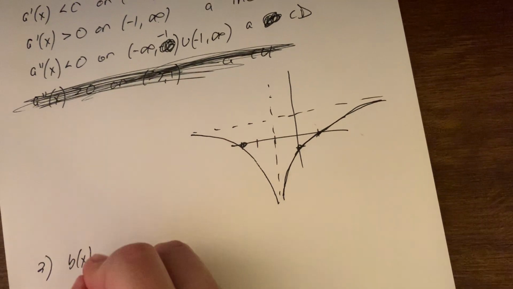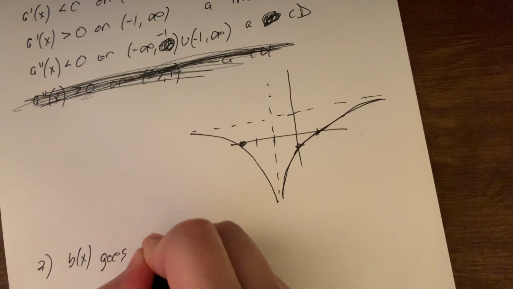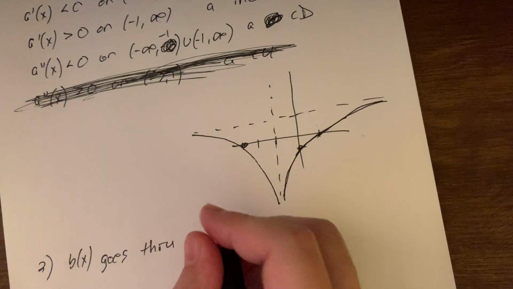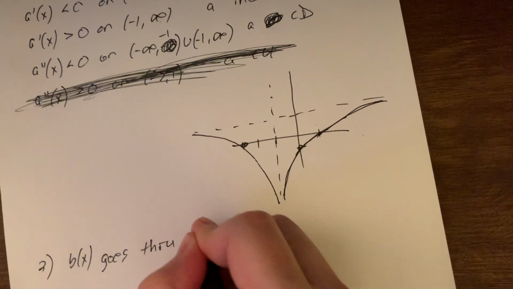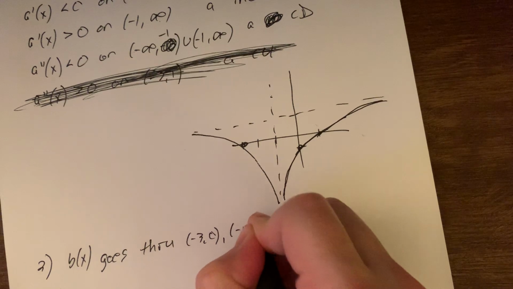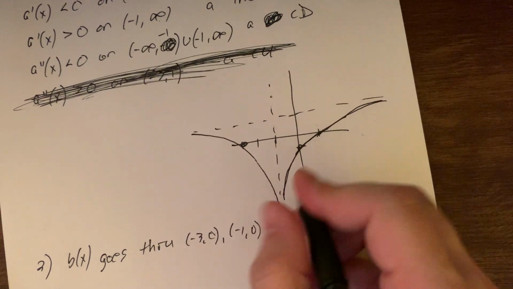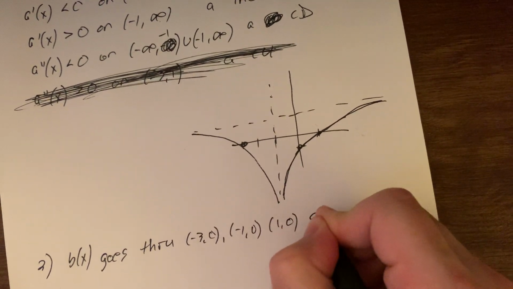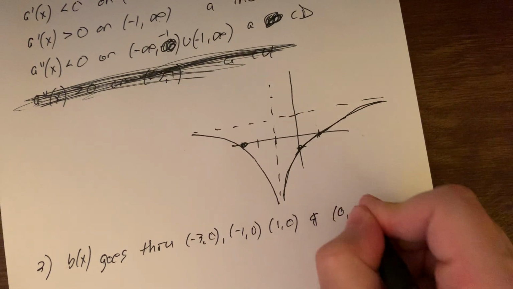And b of x goes through, and let's have (-3, 0). And then (-1, 0), (1, 0), and (0, 1).